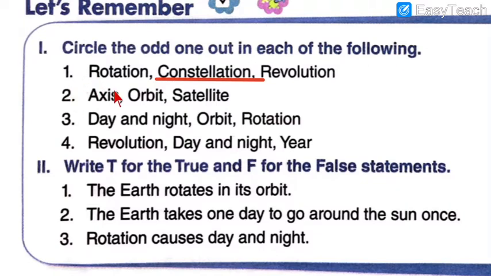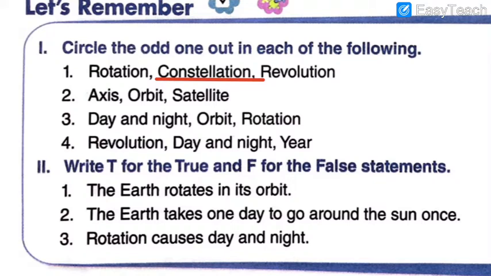Number 2: axis, orbit, satellite. Find out which word does not match in the list. Your time starts now. 5, 4, 3, 2, 1 and 0. So which one was the odd one for you?